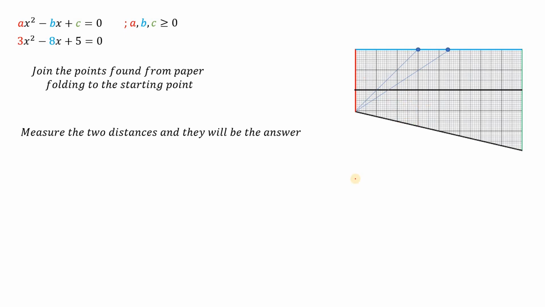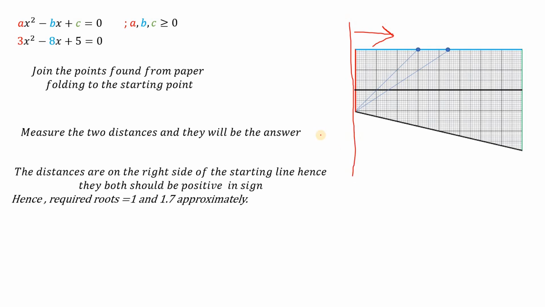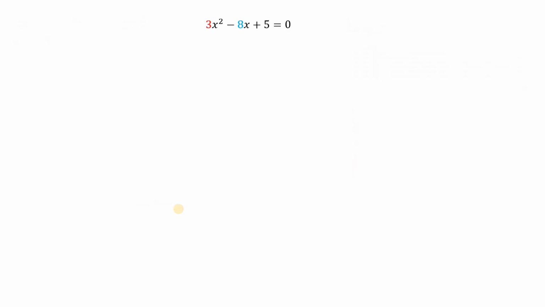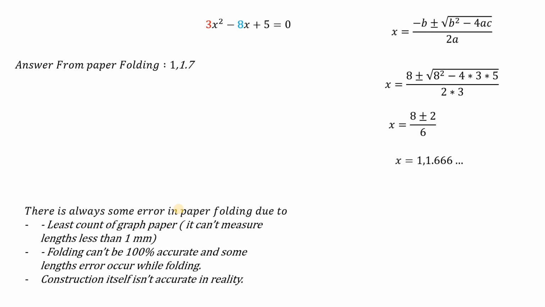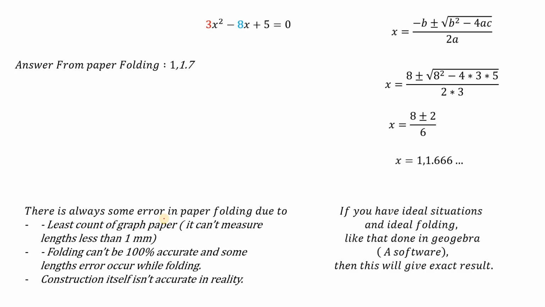As you can see, the previous question and this question are just similar but only reflected in signs. As this distance is to the right side of this red line, we are getting the positive result. So the roots of this question will be 1 and 1.7 approximately. The errors are the same as the previous one. We always get an error in folding.